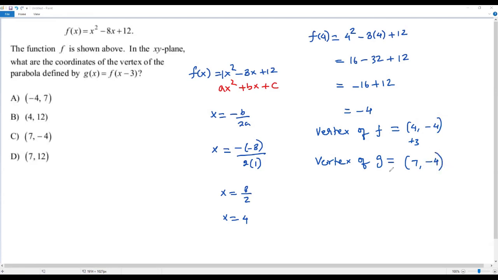Now I got the coordinates of the vertex of the function g of x. They are 7 and negative 4. We find this exactly in answer choice C. The correct answer choice for this question is C.